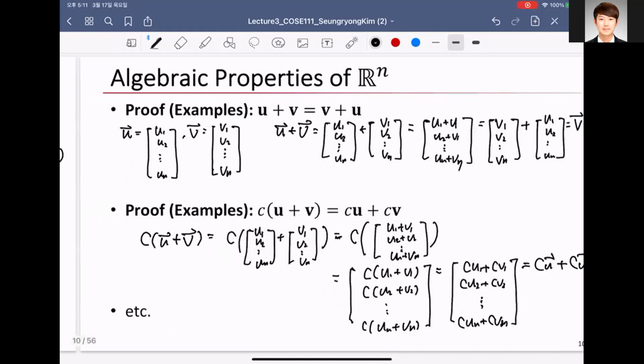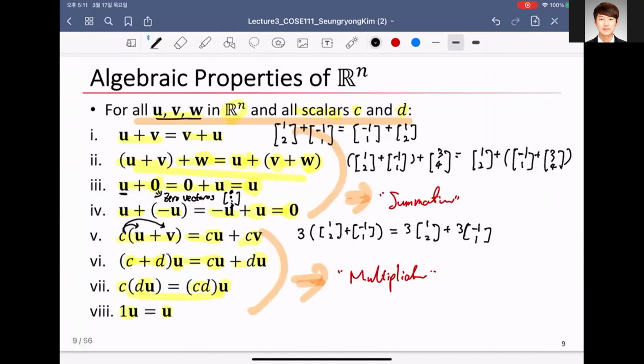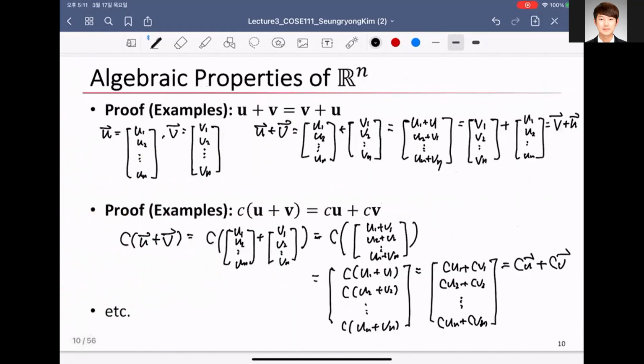Similarly, you can prove all of the algebraic properties of R^n space yourself. You don't need to submit this kind of homework, but I strongly suggest you please do it yourself. It's really important. So try this once. It's not difficult.